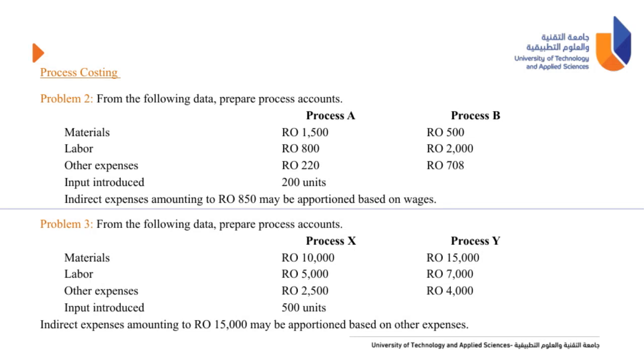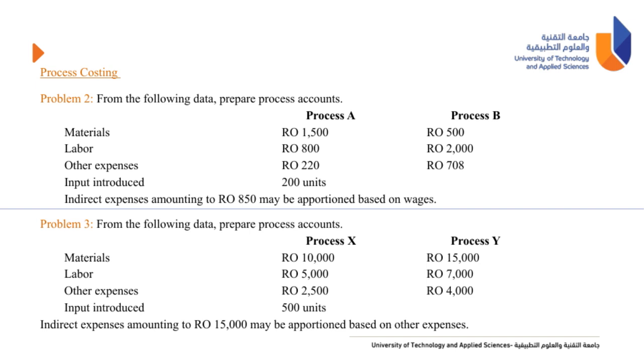Let's look at problem 2 first. We are asked to prepare process accounts based on the given data. For process A, we have materials worth RO 1,500, labor costing RO 800, and other expenses of RO 220. For process B, the materials are RO 500, labor RO 2,000, and other expenses RO 708. The total input introduced into the process is 200 units.